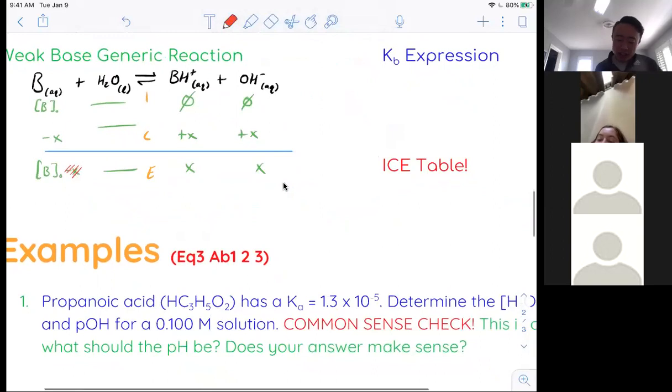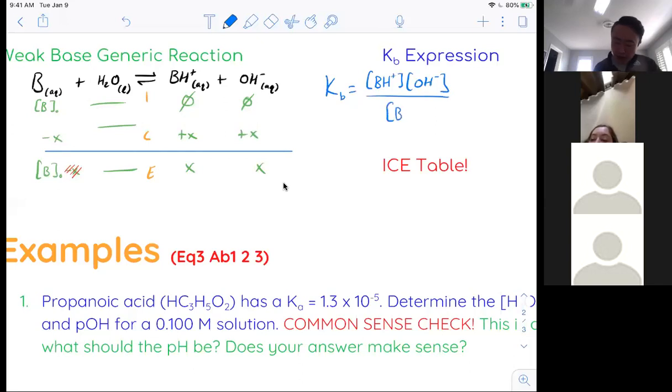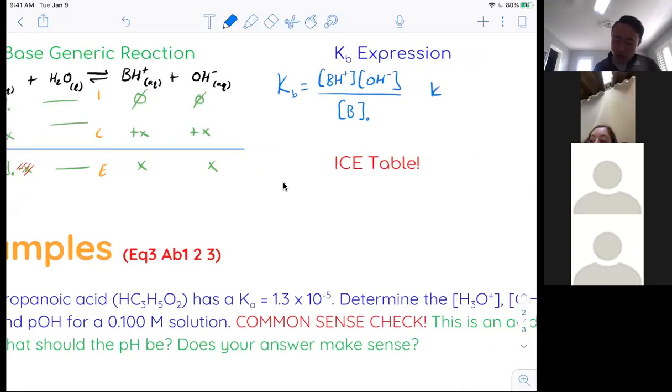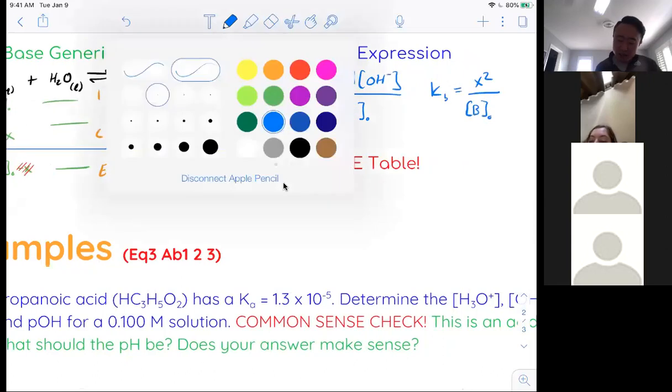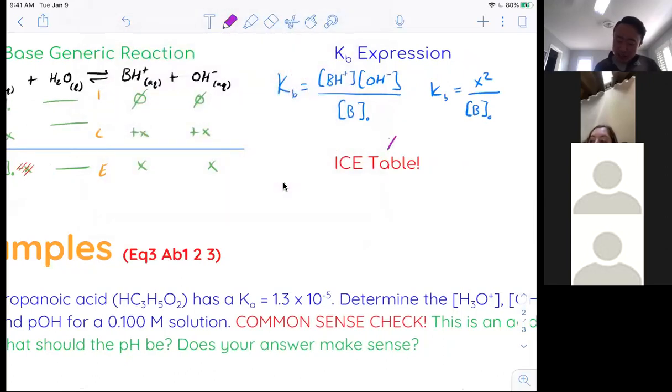All right. So for Kb expressions, the equilibrium expressions for bases, what you'll have is very similar to above. Kb equals the concentrations of whatever your products are afterwards, OH minus, divided by the concentration of B at the beginning, which is going to turn out to be, again for us, X squared over B0. And in this case, the difference is that X equals the concentration of OH minus.